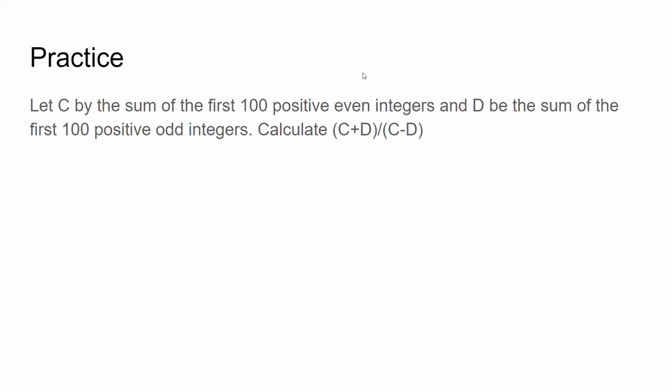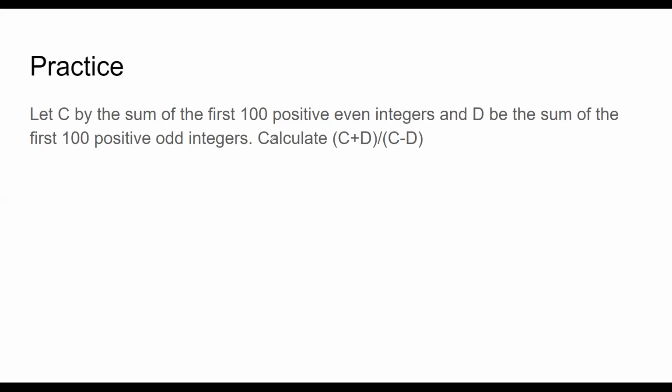Here's a bit harder one. Let C be the sum of the first 100 positive even integers. So C is equal to 2 plus 4 plus 6 plus 8, and so on, plus 200, because there's 100. And let D be the sum of the first 100 positive odd integers. So it's going to be 1 plus 3 plus 5 plus 7, and so on, plus 199. They want C plus D divided by C minus D.